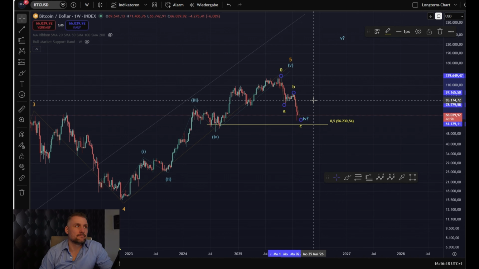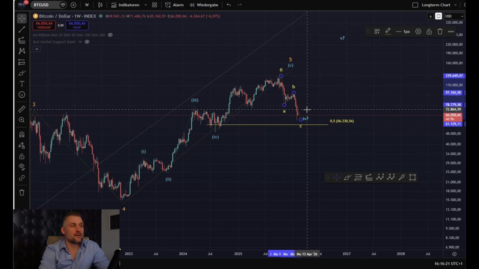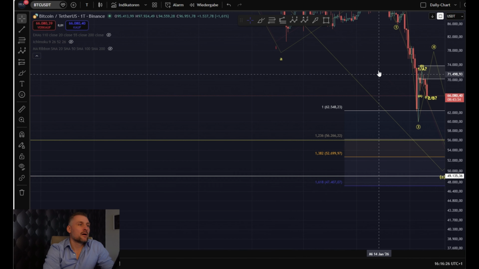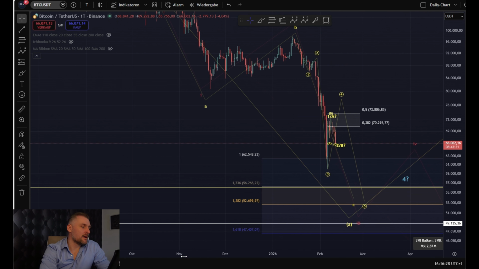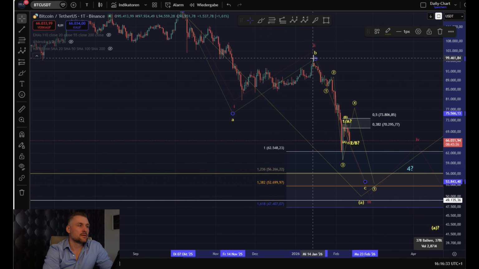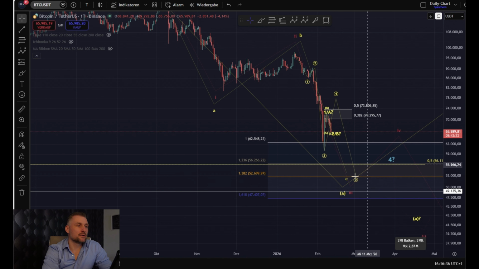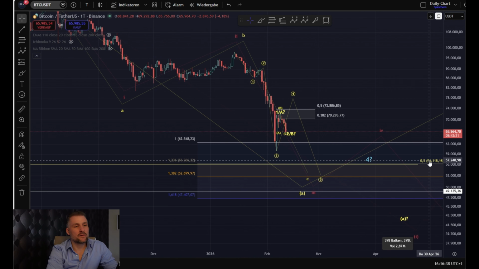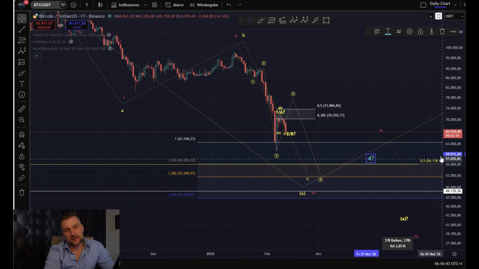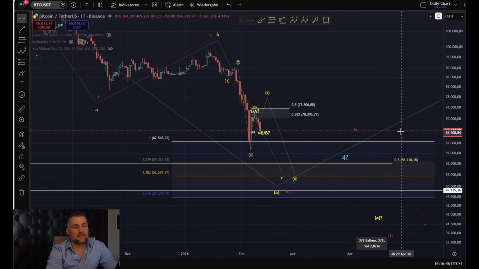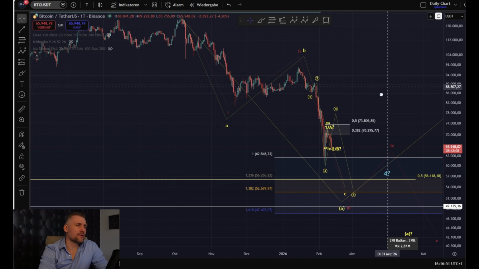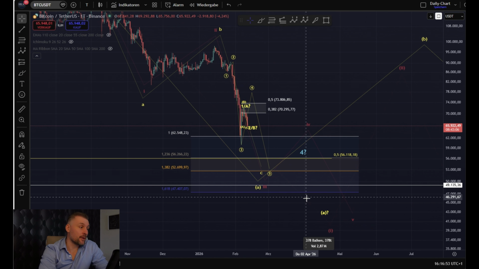And when we dive into the micro counts here, as you saw, we have a yellow ABC structure. This is this one here. And we're coming now down to the key support of the potential wave 4 at around 56,000. But what I already have on the chart is the potential 5-wave down.